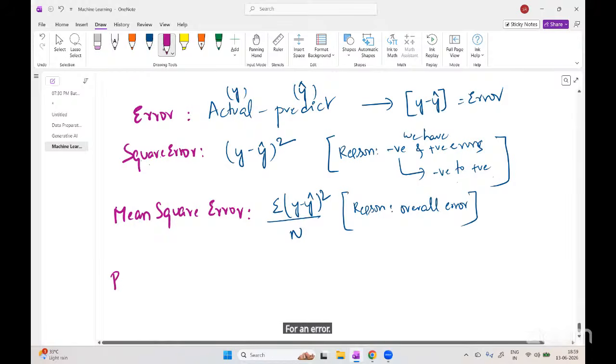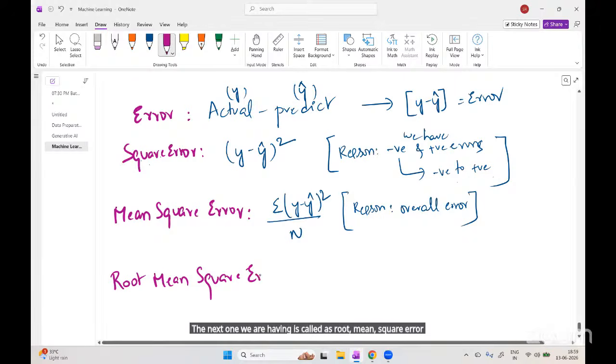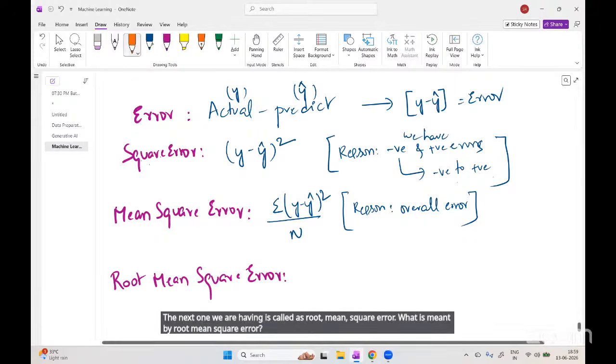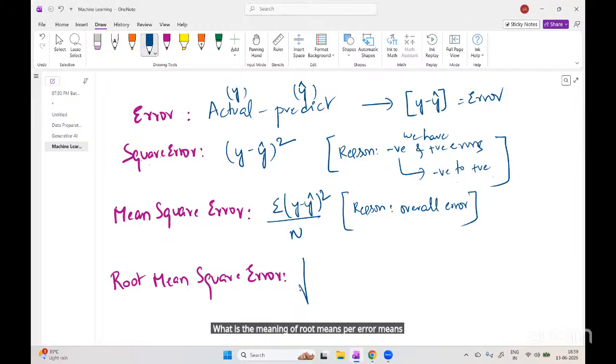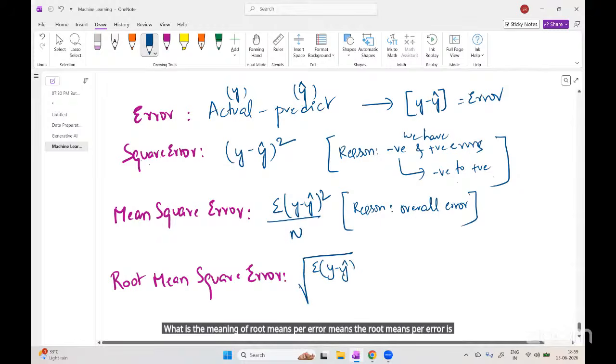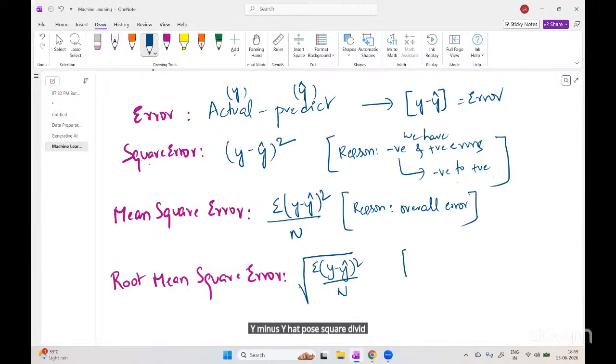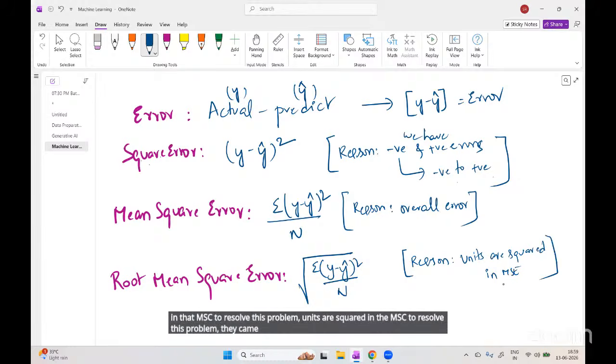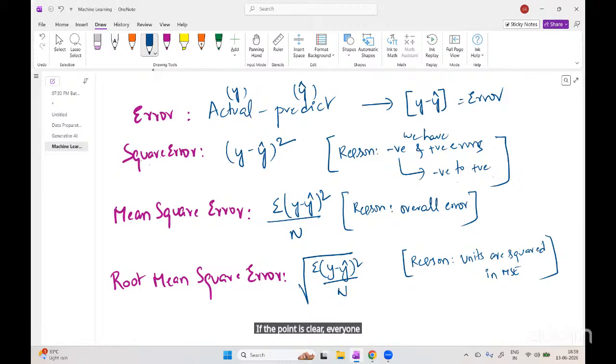The next one we have is called root mean square error. What is meant by root mean square error? What is the meaning of root mean square error? The root mean square error is the square root of (y minus y hat) whole square divided by n. Why do we have to do this? Because units are squared in the MSE. To resolve this problem, they came with the solution called RMSE. Is the point clear, everyone? Understood?